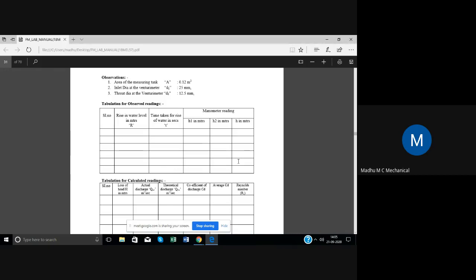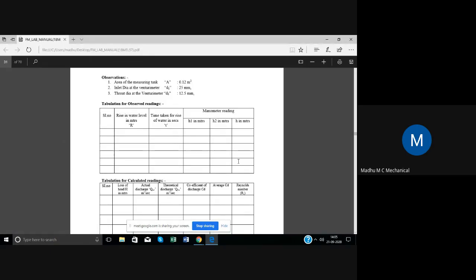Third one. R is again 10 centimeter or 0.1 meter. Time taken 26 seconds. H1 is 3.7. H2 is 3.1. H3, sorry, 6.8. Yeah, 6.8.